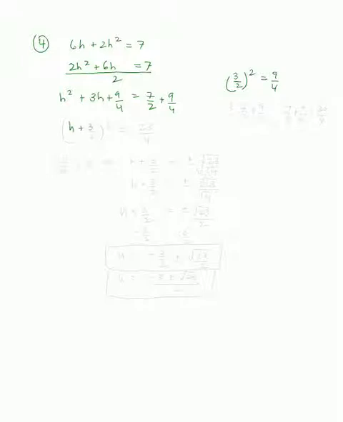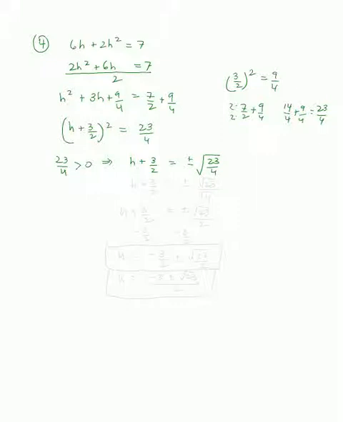On the left we end up with h plus 3 over 2 squared. And on the right I get, well, what's 7 halves plus 9/4? Common denominator is 4. I get 14 over 4 plus 9 over 4 is 23 over 4. What kills students here is the fraction manipulation, not the algebra, so be very careful with the fractions. Now, since 23 over 4 is positive, this means that h plus 3 over 2 is equal to plus or minus the square root of 23/4.